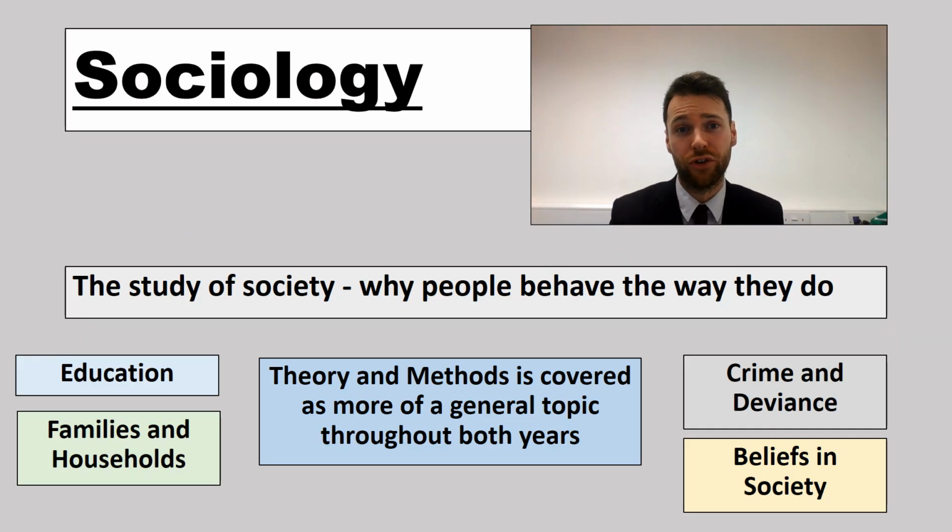So within sociology there are 5 major topics to cover. In year 12 you look at education as well as families and households, and you also cover something called methods and context, which is basically about how we research in sociology and how sociologists might find out new information. And then in year 13 you look at crime and deviance, which is a very popular part of the course, and you also look at beliefs in society. What this means basically is that there is a good range of topics, and there's generally always something that people will find that they are interested in.